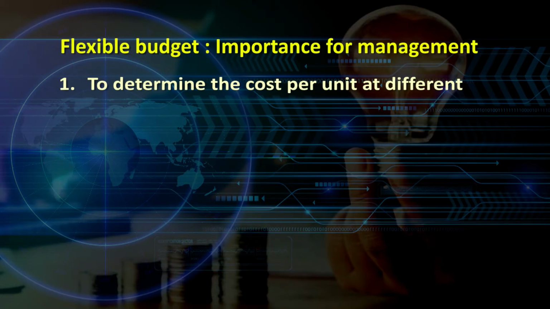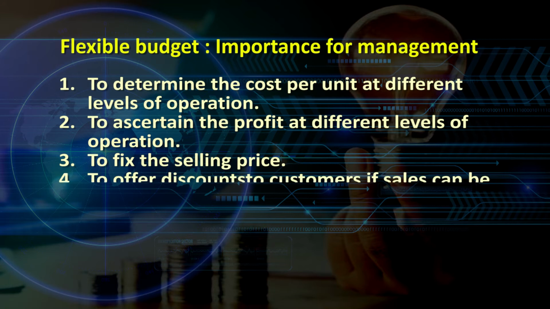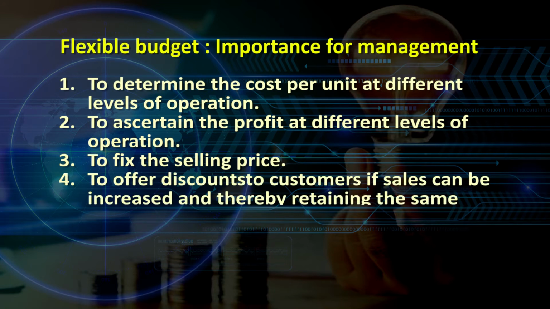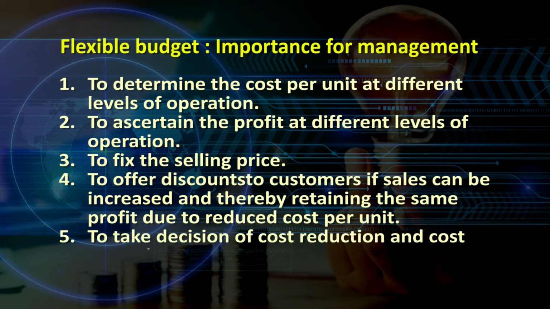A flexible budget helps the management in various ways, such as to determine the cost per unit at different levels of operation, to ascertain the profit at different levels of operation, to fix the selling price, to offer discounts to customers if sales can be increased and thereby retaining the same profit due to reduced cost per unit, to take decision of cost reduction and cost control. Let us take another example of flexible budget.